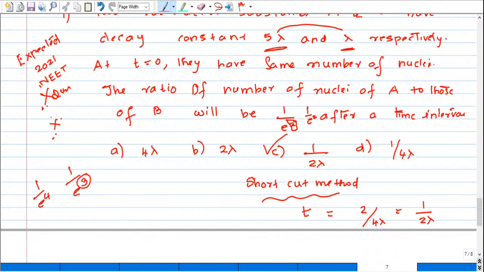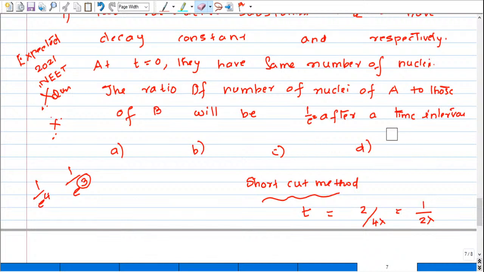So I'll go with one more sum for you to do as a practice. This is very important. So let me rub the options also, and I'll give you one more sum. So the number is 8 lambda and lambda. And the ratio of A to B is 1 by e.